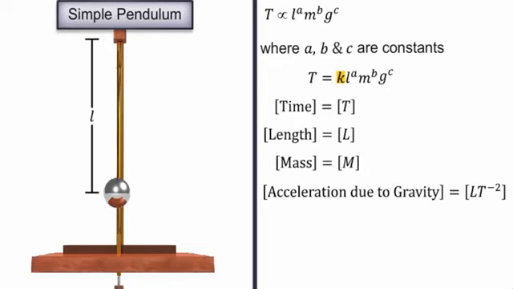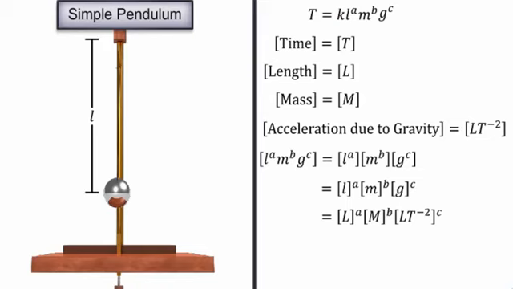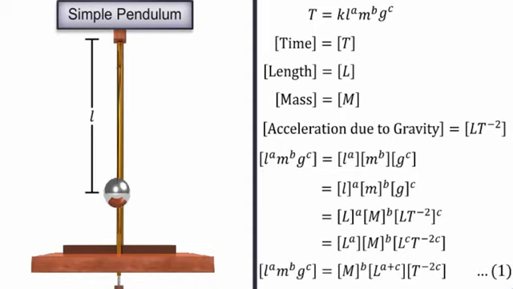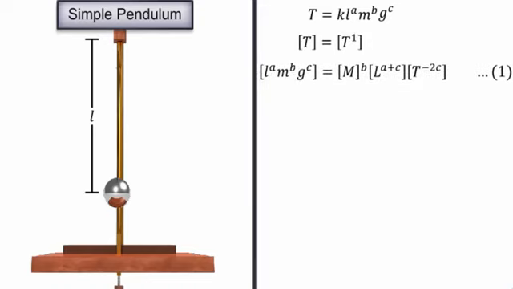Hence, the dimensional formula of the quantities on the right side of the equation is simplified as shown. Let this be equation 1. The dimensional formula of the quantity on the left side of the equation is as shown. As we do not have the term for M and L on the left-hand side of the equation, we take their powers to be 0 as shown. Let this be equation 2. Equating equations 1 and 2.